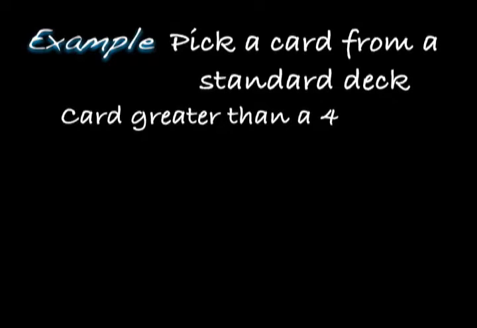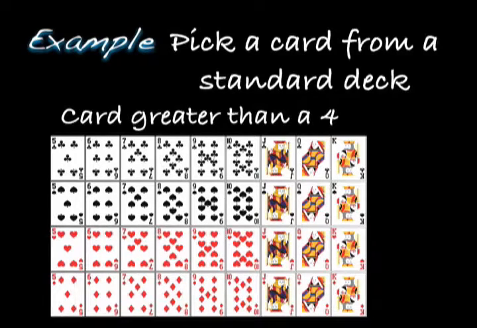The event of a card greater than a 4. A card greater than a 4 is larger than 4. So we look at a standard deck and determine which cards are larger than 4. These cards are all larger than 4. Notice something interesting here. The ace, which sometimes comes after a king, is not on this list. We have assumed that the ace is considered to be a low card, meaning the ace is smaller than a 2. So it won't be on this list. This is a list of cards that are greater than 4.